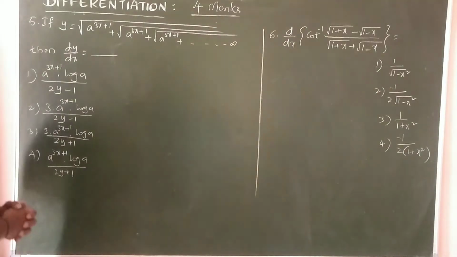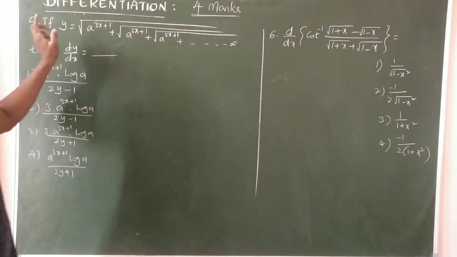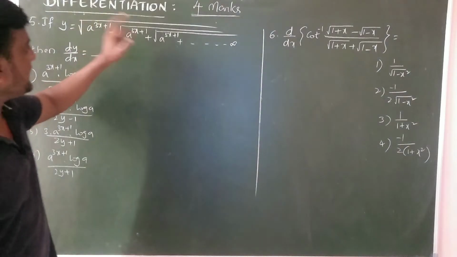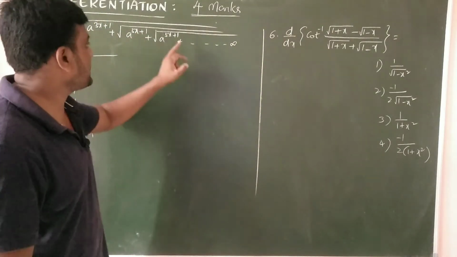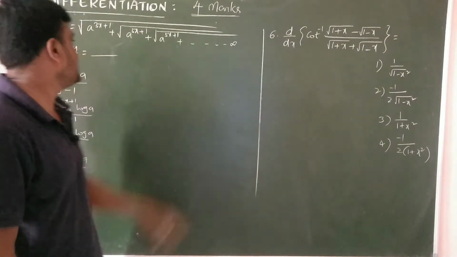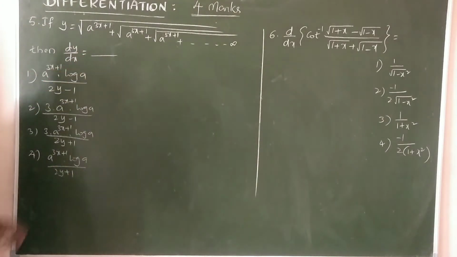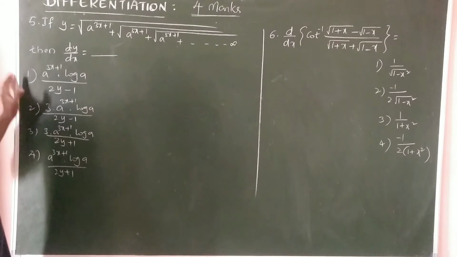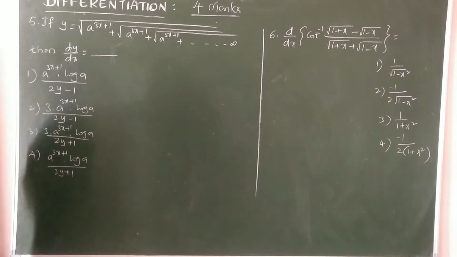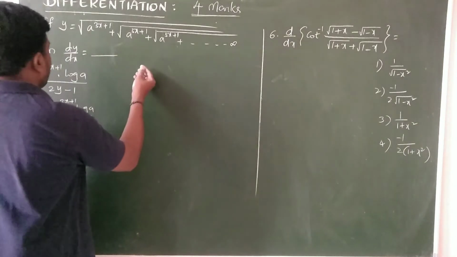Okay, let us do more. If y equals the square root of a power 3x plus 1, plus the square root of a power 3x plus 1, plus so on to infinity, then dy by dx equals what? Okay, these are the options. For this type of problem we have some formulas.